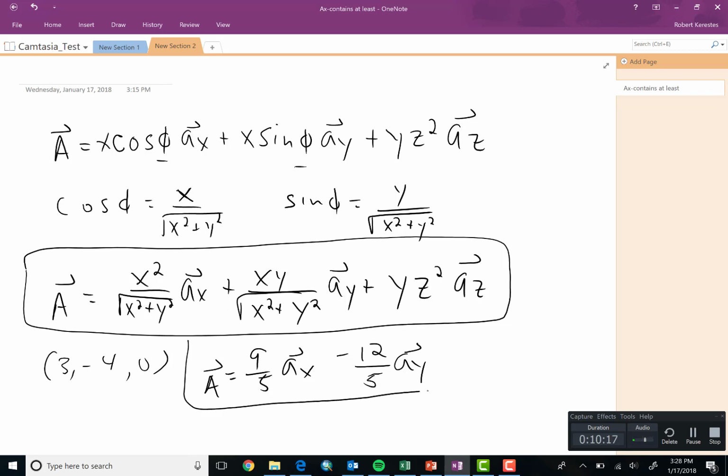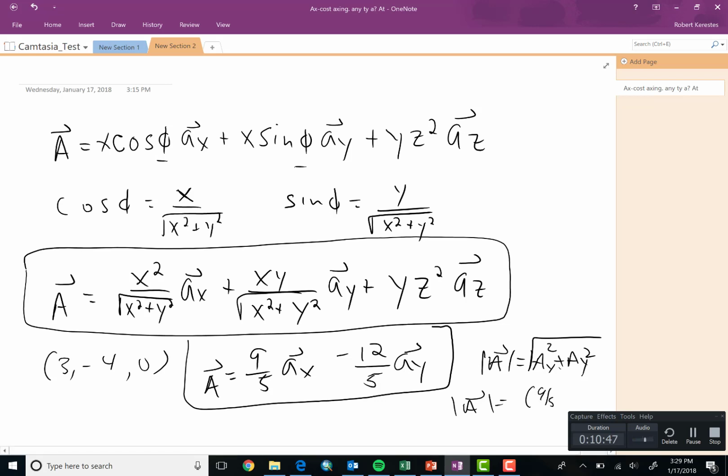I'm not going to do the magnitude. Everyone, I think, knows what to do at this point. You would simply square the Ax term and square the Ay term, right? So the magnitude of A is equal to the square root of the Ax term squared plus the Ay term squared. I'll just write the formula: it's going to be equal to the square root of (9/5) squared plus (12/5) squared, right? And that would produce the answer that you need.